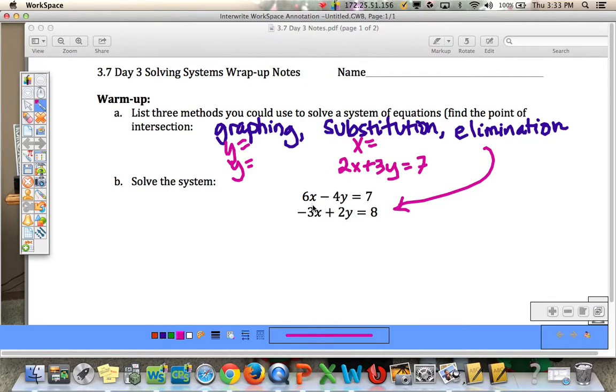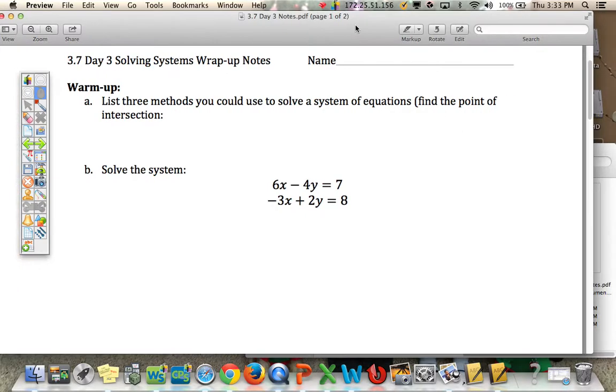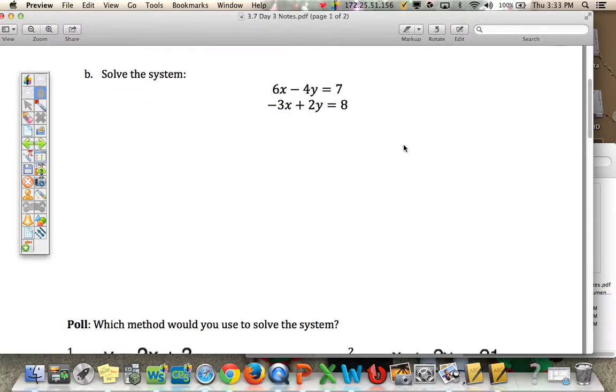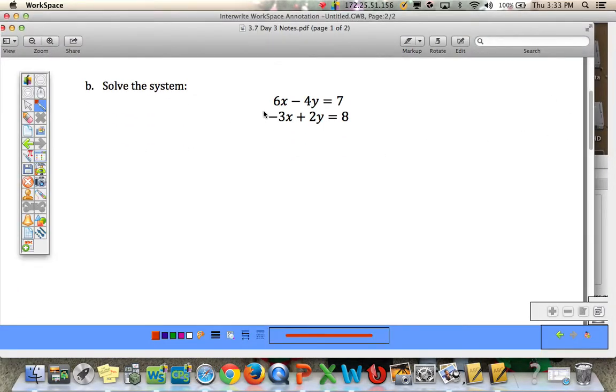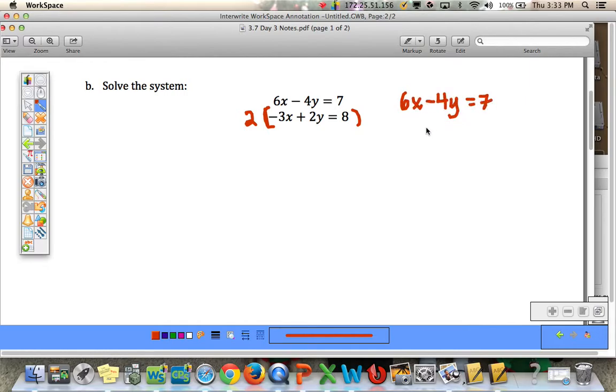And I know that 6 and 3 both go into 6. So my goal here is to get them to look the same, except one should be opposite, so that when we add them together, one will cancel. So let's do that. Let's multiply the second one by 2, and we will get 6x minus 4y equals 7, and negative 6x if we distribute, plus 4y equals 16.